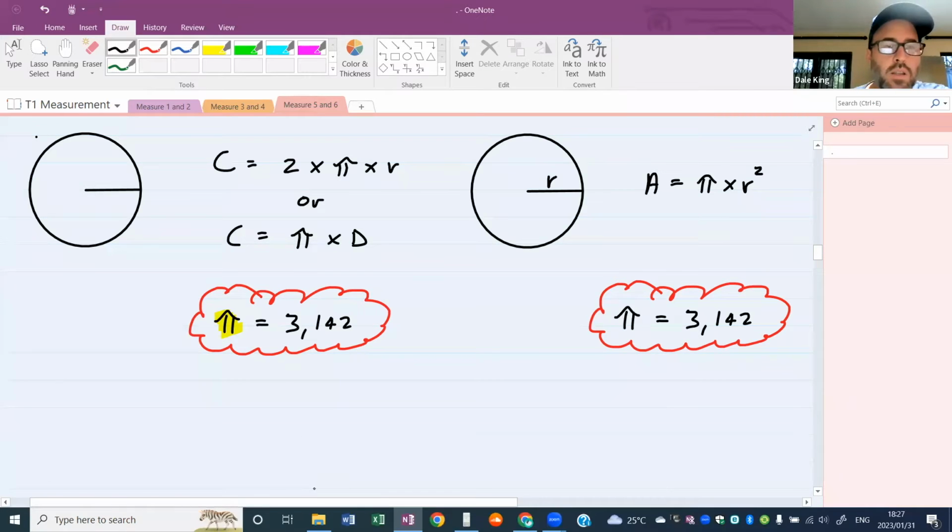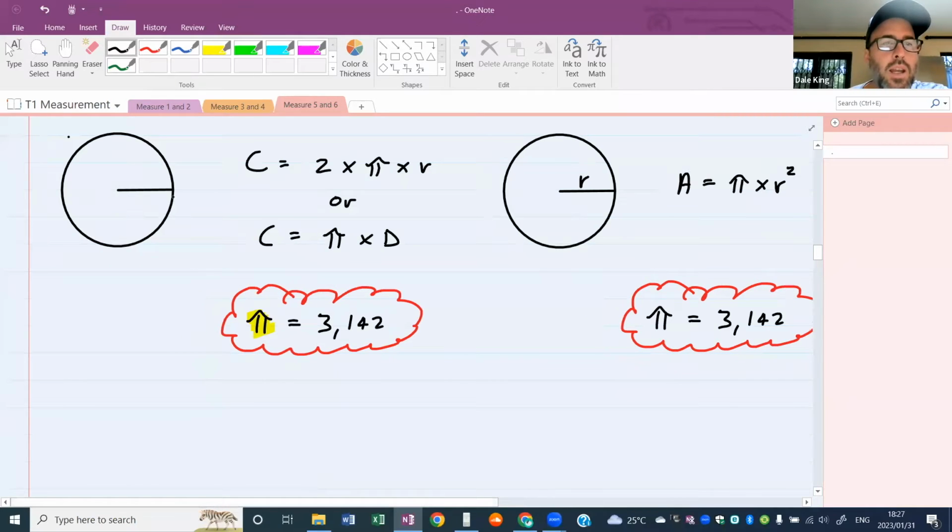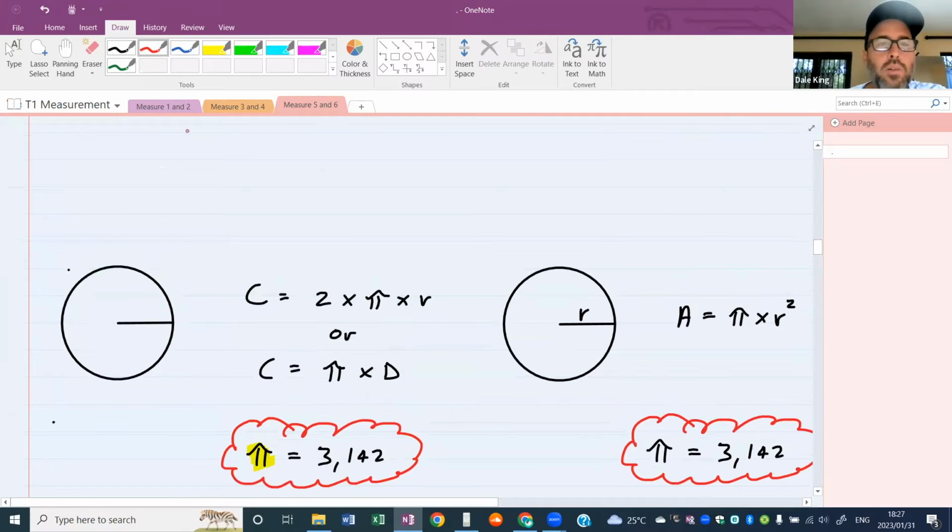So let's have a look at our first circle. Now, we don't talk about perimeter when we talk about circles. We talk about circumference. So this word over here is circumference.